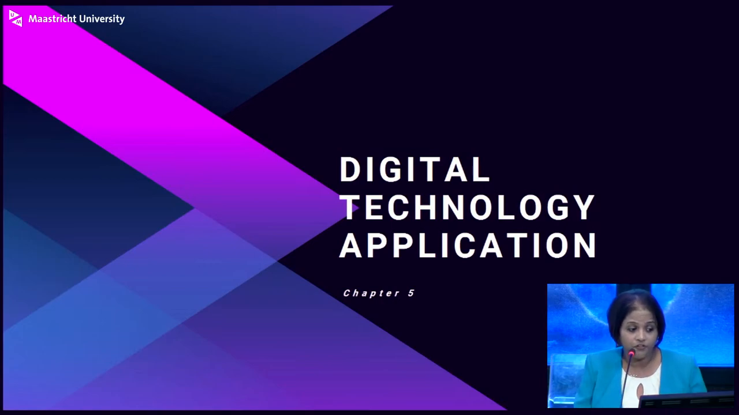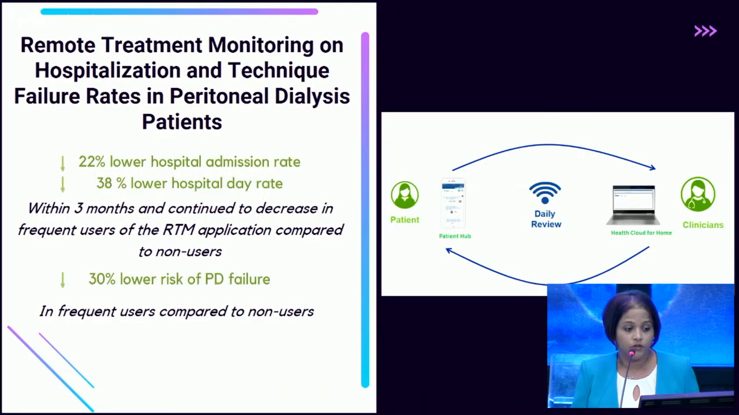The next example of a digital technology application. In this, we look at a group of peritoneal dialysis patients dialyzing at home and reporting treatment-related parameters using a remote treatment monitoring application called Patient Hub. They would report treatment-related issues and other clinical parameters using this application. And if there were any red flags, they were reviewed by a remote group of clinicians and appropriate intervention was provided.